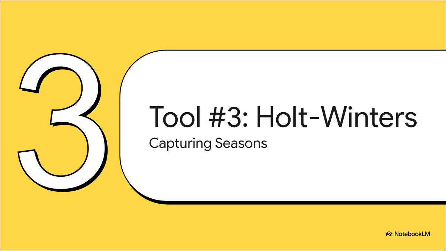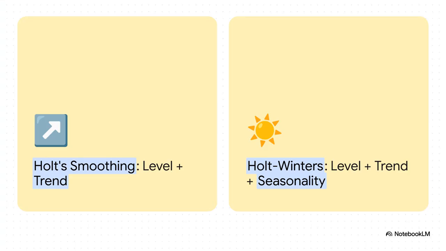So we've handled a stable level, and we've handled a moving trend. But what about those patterns that pop up over and over again like clockwork? For that, we need our final and most powerful tool, the Holt-Winters method. Yup, this is the whole shebang. Holt-Winters can model the level, it can track a trend, and it can capture those repeating seasonal patterns all at the same time. It's basically the Swiss Army knife of exponential smoothing.